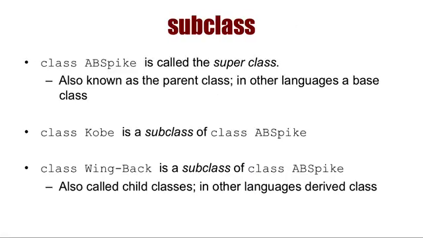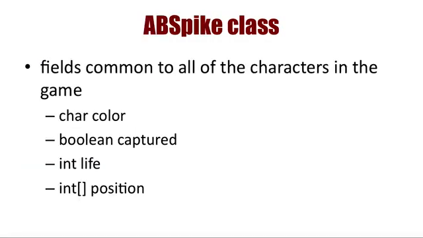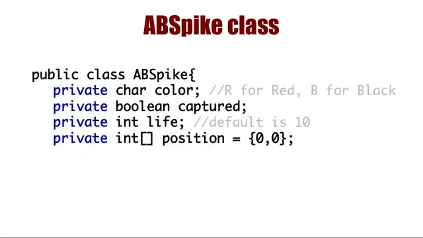After defining a superclass, we can begin defining subclasses. For example, class Kobe is a subclass of the AB Spike class. Class Wingback is also a subclass of the AB Spike class. Consider what we will include in the superclass AB Spike. We may include fields such as color, captured, life, and position. Since position will be defined by both an X and Y coordinate, we will define this field as a two-element integer array. Here is what the code of our superclass AB Spike would look like.